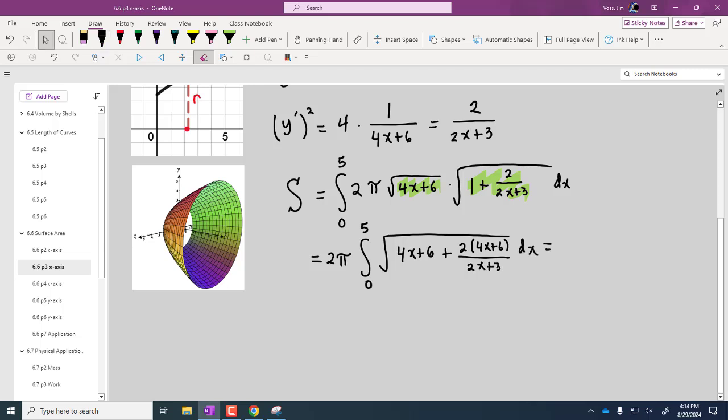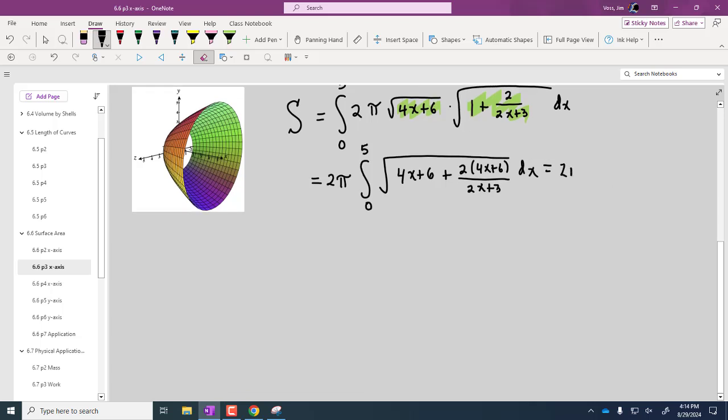And that cancels and gives us, doesn't it go in twice over there? So 4x plus 6. This is going to go into there 2 times. 2 times this denominator matches that, and then 2 times 2 is 4. So we're going to have that. So we're going to end up with 2 pi integral 0 to 5 square root of 4x plus 10.